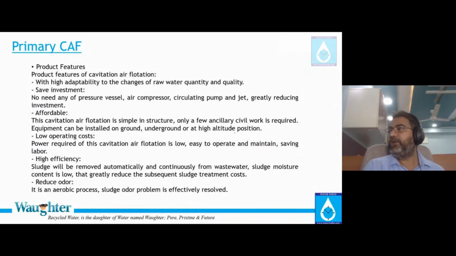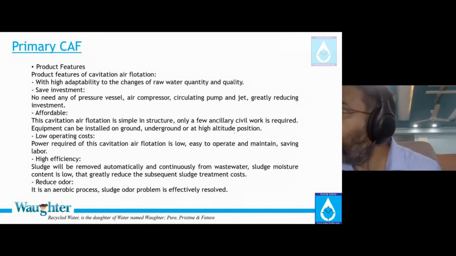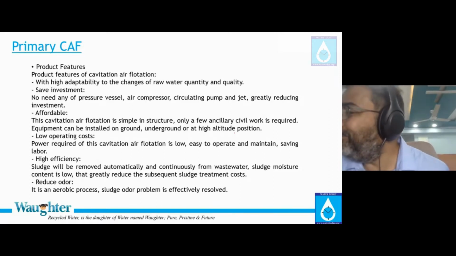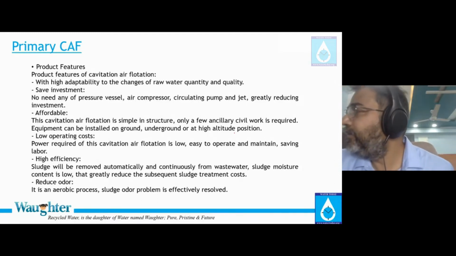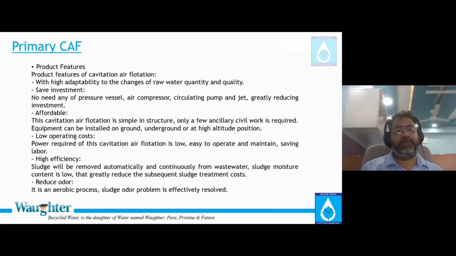So now we talk about the equipment called CAF, which is not very applicable. One second, I had a power issue. Yeah, it is not very applicable for a sewage treatment plant.